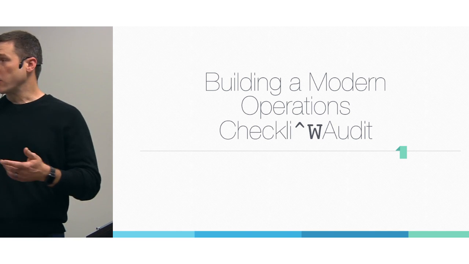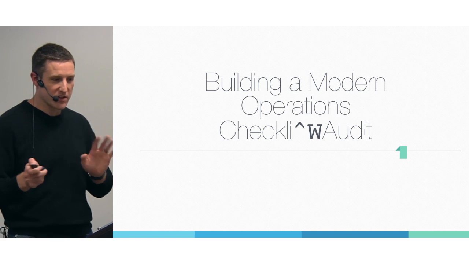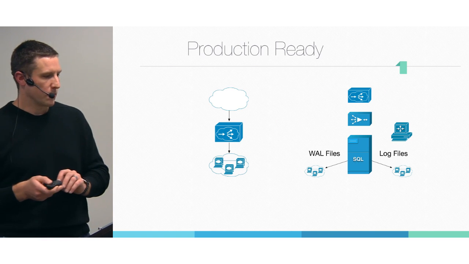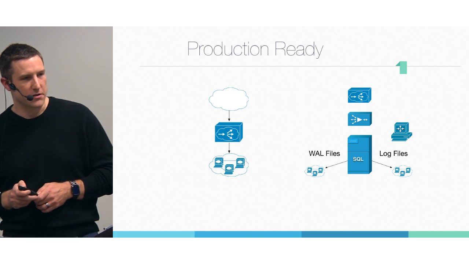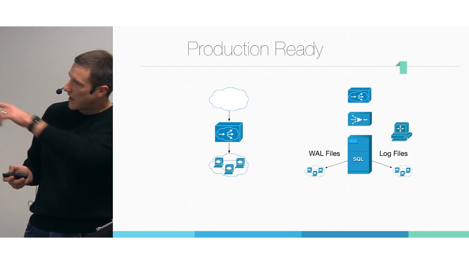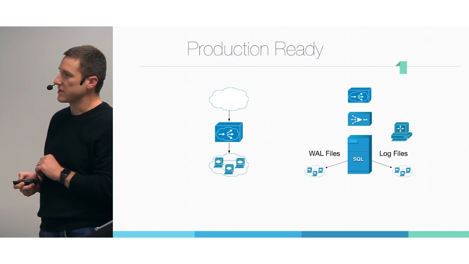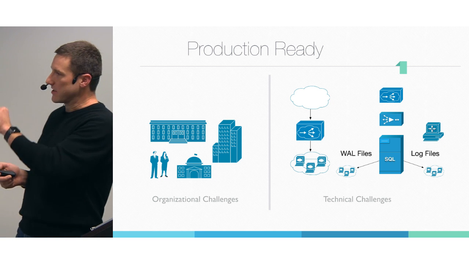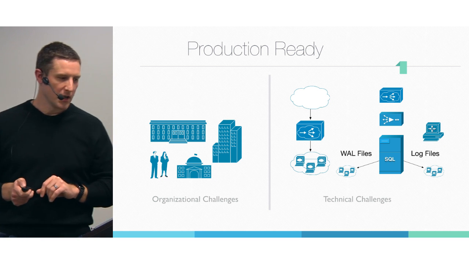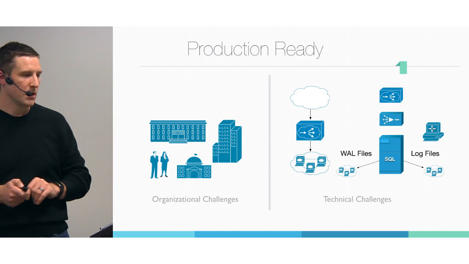So we're going to go back and we're going to build this checklist/audit. So in a production-ready system here, there's two kinds of concerns that we actually need to address. It's not just the Echo server and the database, it's the Echo server and the database plus the organizational concerns. People need to be involved.